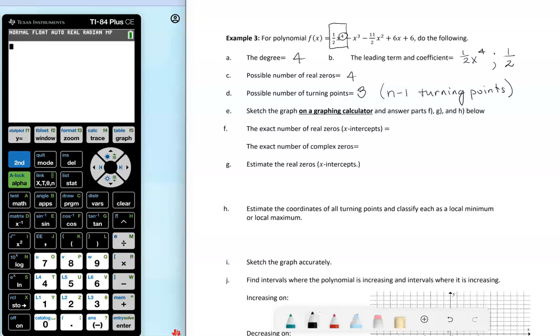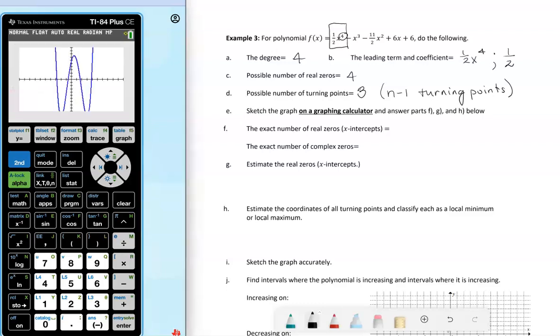We can sketch the graph on our calculator and use it to answer the rest. So on my calculator, let me get it entered. So my function is entered in. I'm going to hit graph. And it makes a nice W-shaped function, as we would expect for such a nice polynomial. Now notice we have 1, 2, 3 turning points. Our end behavior is increasing without bound to the left and to the right. And we would expect that because we had a positive leading coefficient and an even degree.